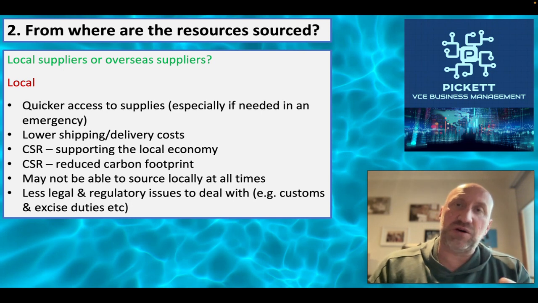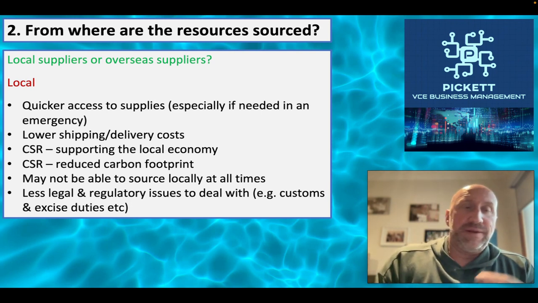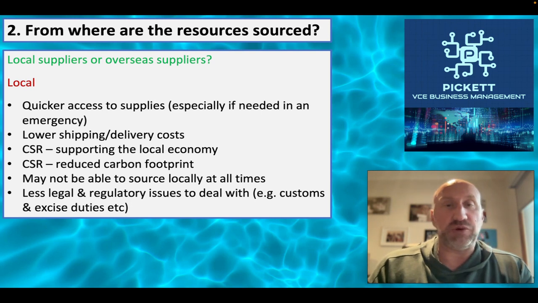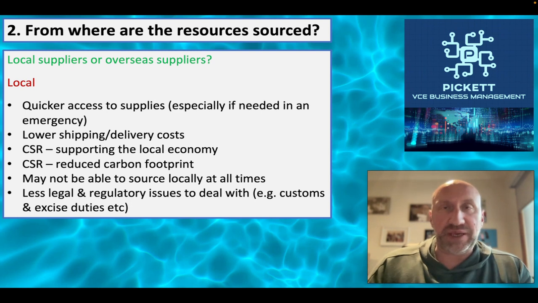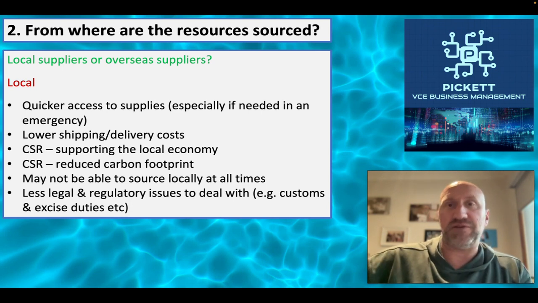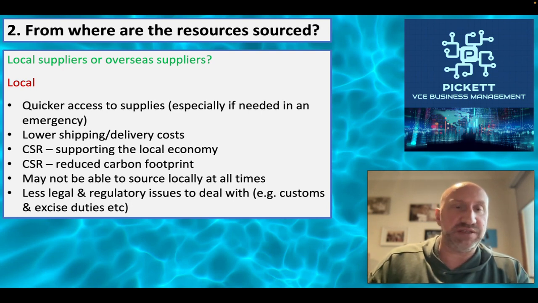Also, the CSR associated with a reduced carbon footprint in getting supplies to you, than if they're traveling further afield. One issue you might have is that the local suppliers may not be able to source locally at all times. So, for example, if you're looking at seasonal produce within Australia, not everything grows all year round. So it might be that for part of the year you can access them locally, but for the part of the year that they're not grown locally, you might then need to look overseas. So again, it depends on the type of resources or supplies that you need.